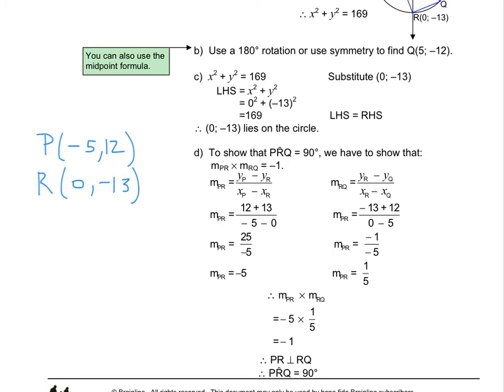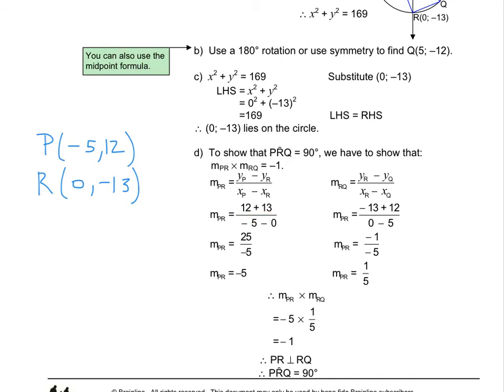So if we work out the gradient of PR, we will take the y values, the y of P minus the y of R, in other words the 12 minus the minus 13 becomes plus 13, and then the difference in the x values, the x of P minus the x of R, in other words the minus 5 minus the 0. We will then simplify.